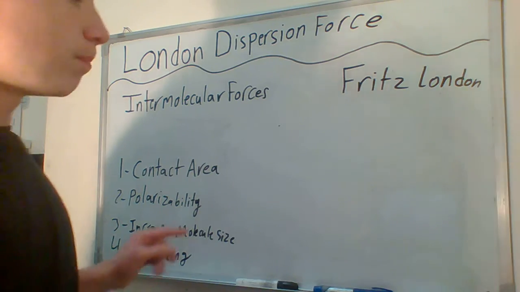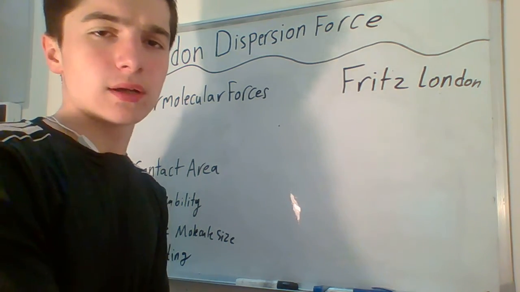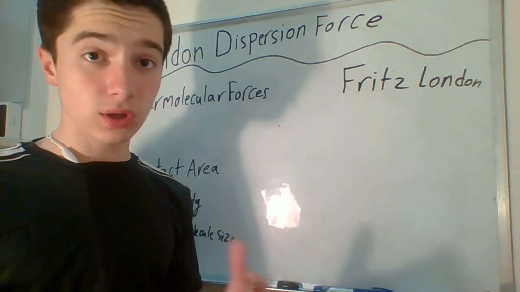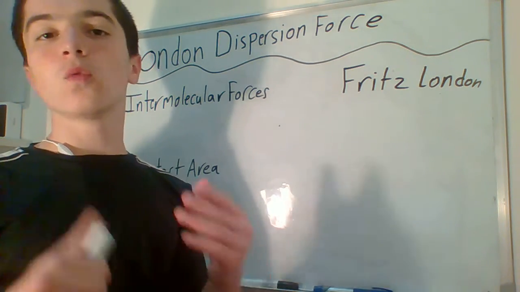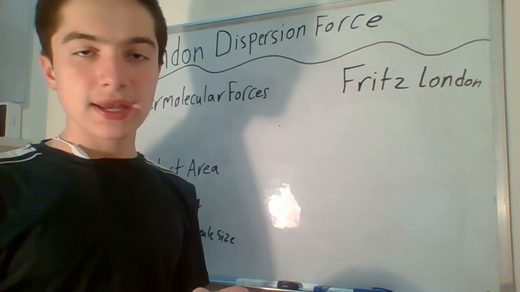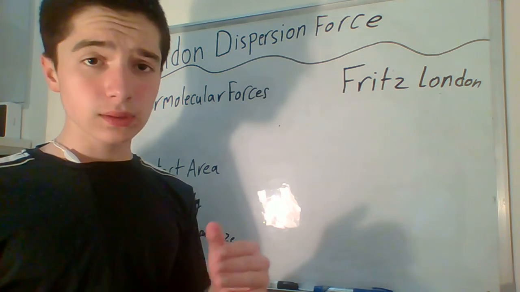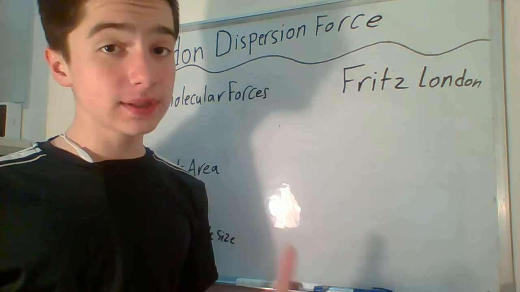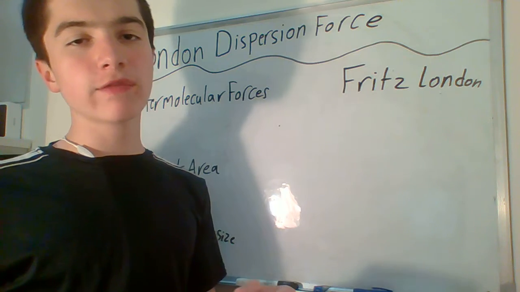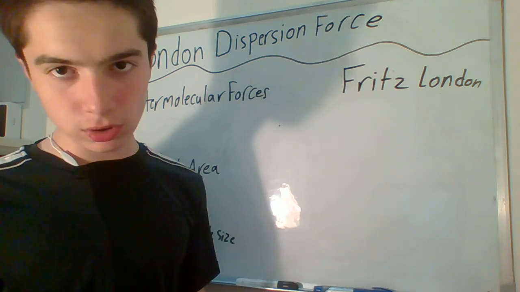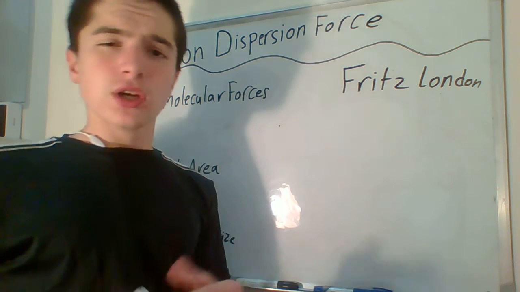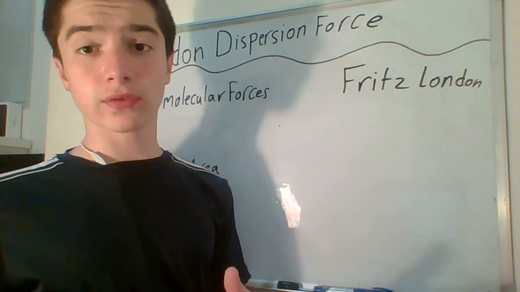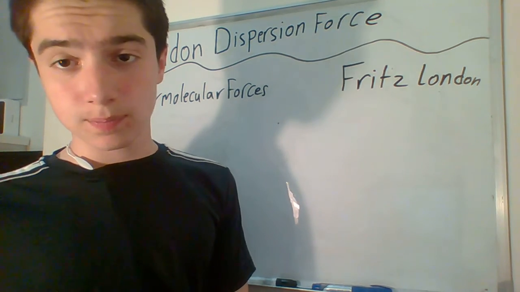Now the last thing is pi bonding. What is pi bonding? Well, as we know, we have something called the orbitals. Pi bonding is when you have orbitals overlapping. Again, when orbitals overlap, we're going to have a stronger London dispersion force. So that's about the points that increase the strength of the London dispersion force.